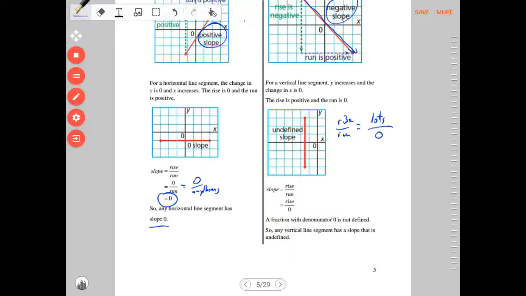A fraction with a denominator of 0 is called undefined. On a TI Inspire, if you try and type that in, it'll actually say undef. On the TI-84, if you try that, it'll just say error divide by 0. So any vertical line segment has a slope that is undefined. So we have positive slope, negative slope, 0 slope, and an undefined slope. So 4 that we have to deal with.